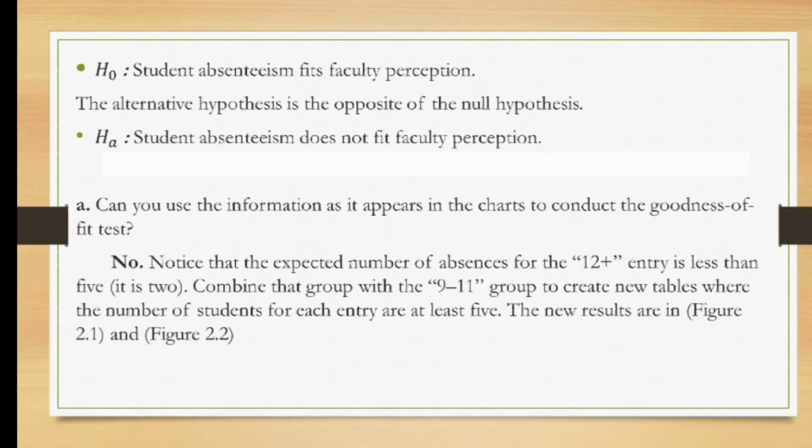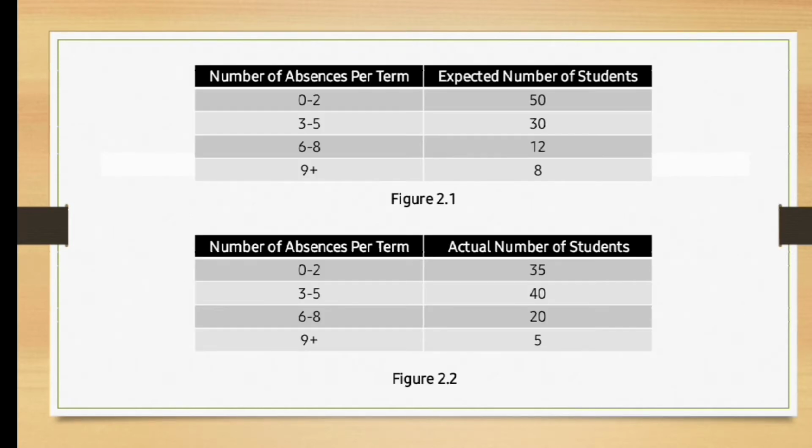So in order for us to conduct the goodness of fit test, we need to combine that group with the 9 to 11 group to create new tables where the number of students for each entry is at least 5. The new results are in figure 2.1 and figure 2.2. So here, as you can see, we have the number of absences per term and the expected number, and we have also the actual number of students.